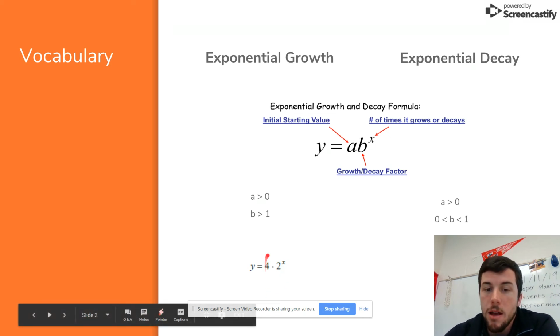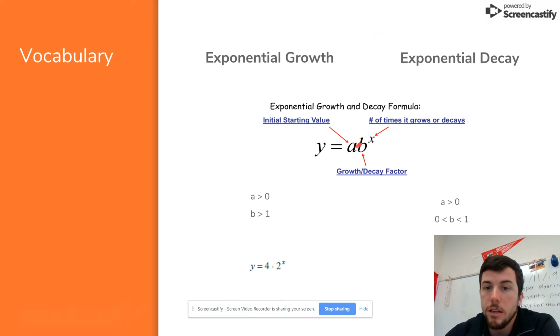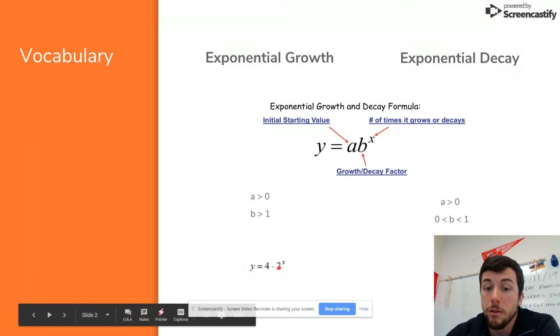So if I look right here, we don't care about the initial amount. The only thing that we really care about today is this middle number, this b, because that's going to tell us whether it's growing, like in this example, or whether it's decaying. All right, so let's look at some examples.